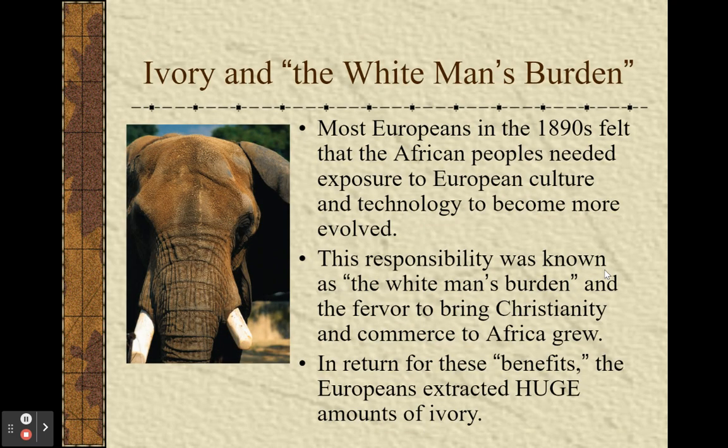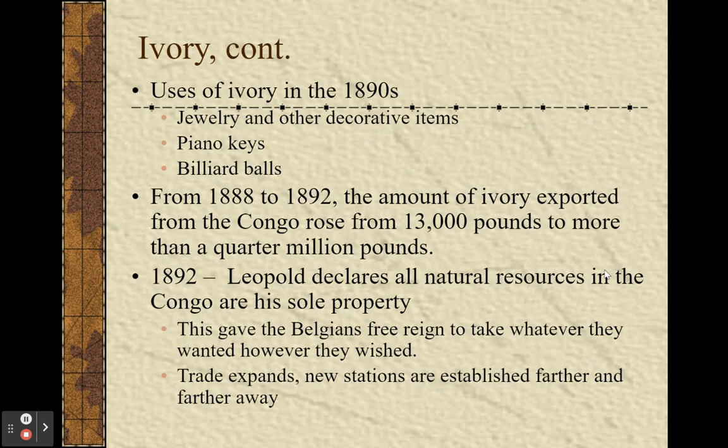Ivory and the white man's burden. Okay, this is what's really going to get them. Most Europeans in the 1890s felt that the African peoples needed exposure to European culture and technology to become more evolved. This responsibility was known as the white man's burden, and the fervor to bring Christianity and commerce to Africa grew. In return for these benefits, the Europeans extracted huge amounts of ivory. Go figure. All right, there are many uses of ivory. Jewelry and other decorative items, piano keys, billiard balls. The stays in women's dresses and stuff are also made from ivory or whalebone.